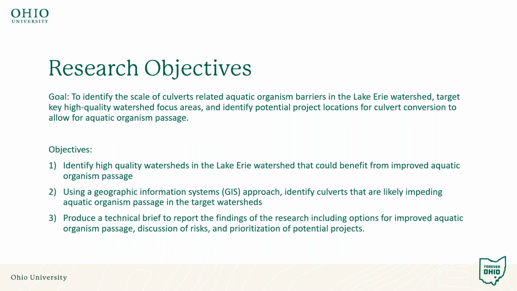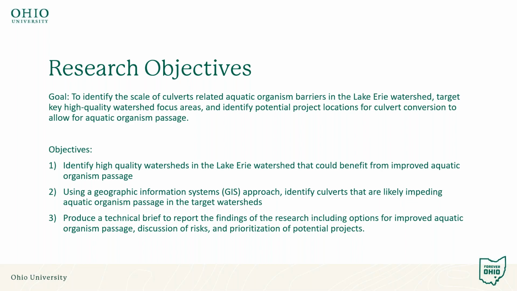So the research objectives of the project that we've been working on, the ultimate goal is to look at the scale of culverts that create aquatic organism barriers in the Lake Erie watershed, target some key high quality watersheds as focus areas for potential projects, and then identify some potential project locations for culvert conversion that allow for improved aquatic organism passage or improved fish passage.